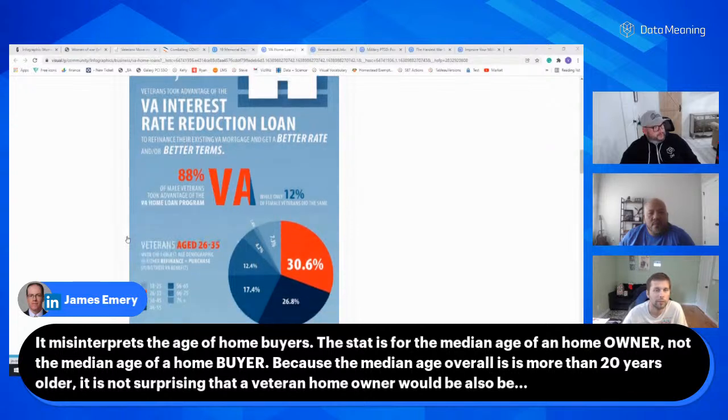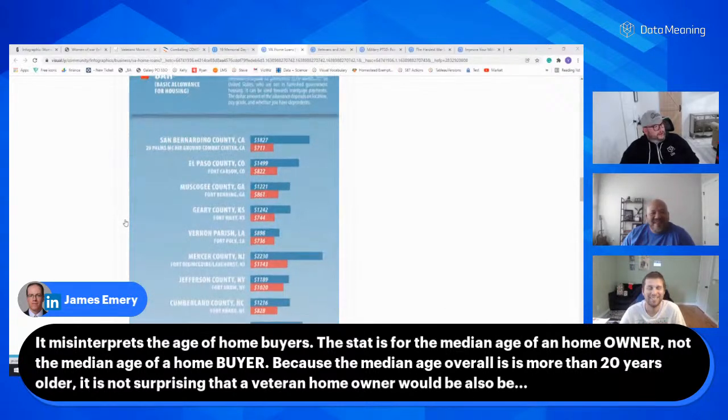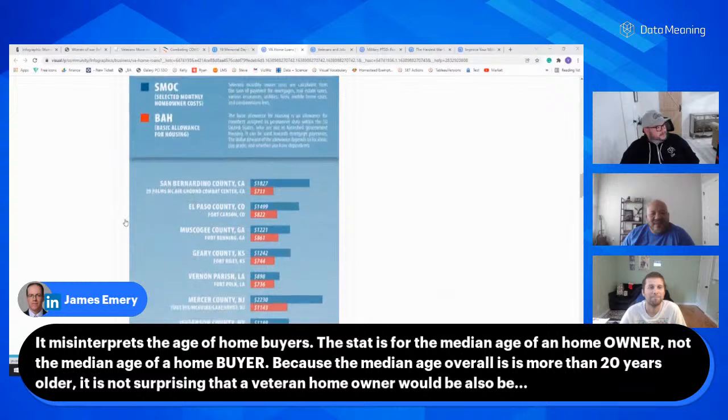Very interesting information for VA loans. Yeah, using a gradient pie chart. I'm not sure. Can we talk about that? Yeah, you can talk about that. You can kill it if you want to. And look, this is the, it says, let me see.